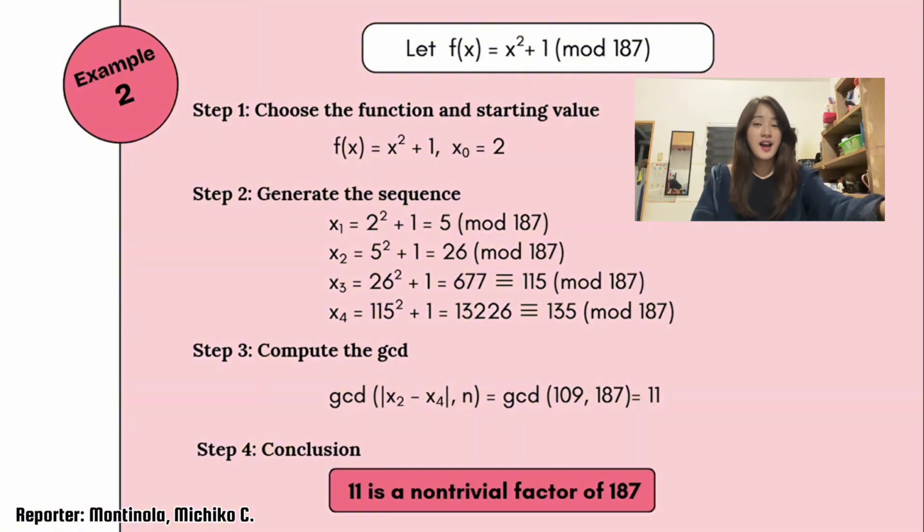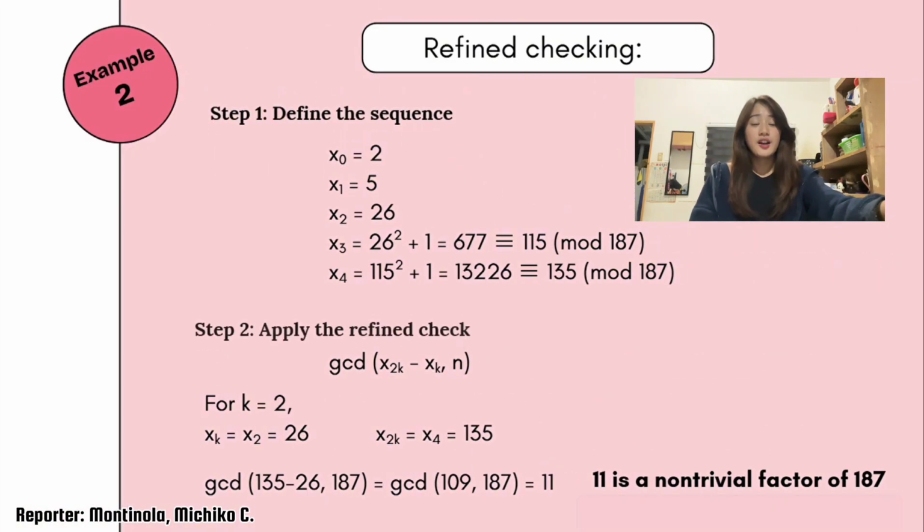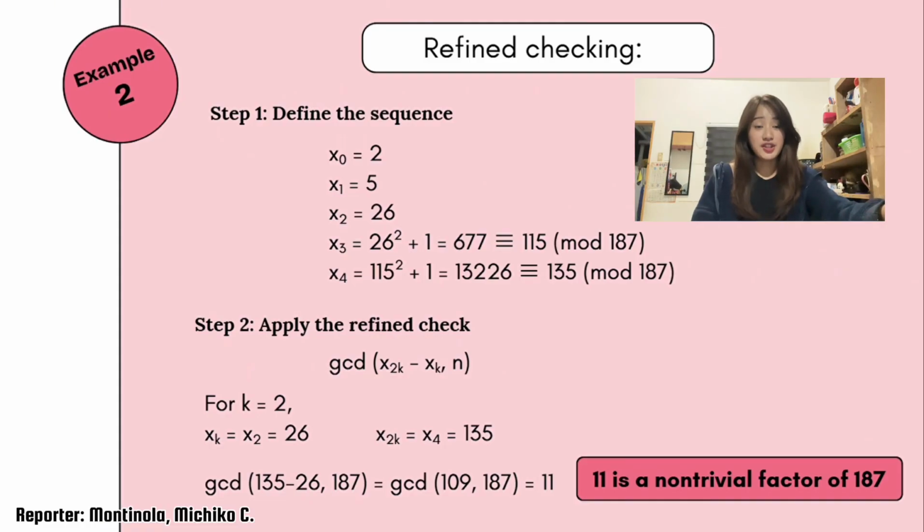And next, we can also apply the refined checking. Step 1, we define the sequence. The sequence we did earlier, which is x sub 0, of course, is equal to 2, x sub 1 is equal to 5, x sub 2 is equal to 26, x sub 3 is equal to 115, x sub 4 is equal to 135. And after defining the sequence, like we did earlier, we can now proceed to step number 2, which is to apply the refined check.